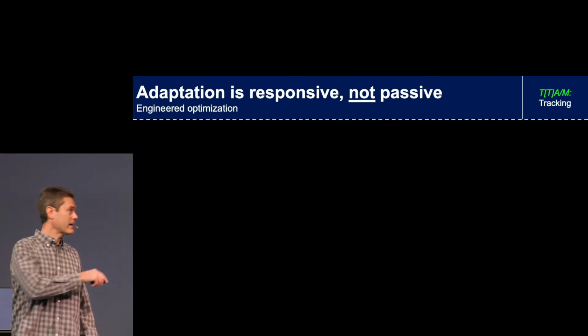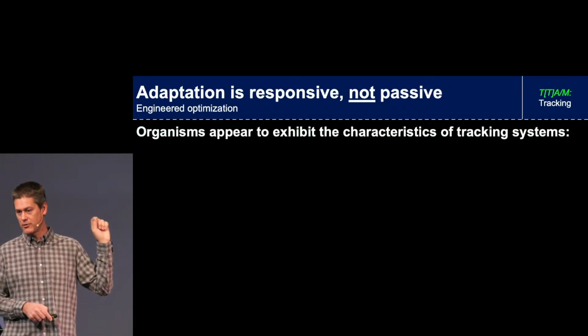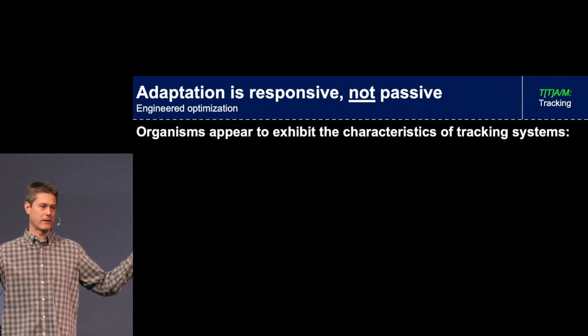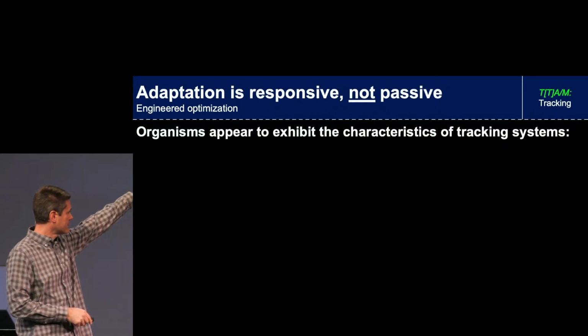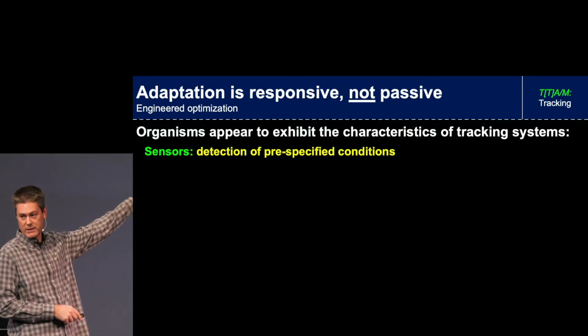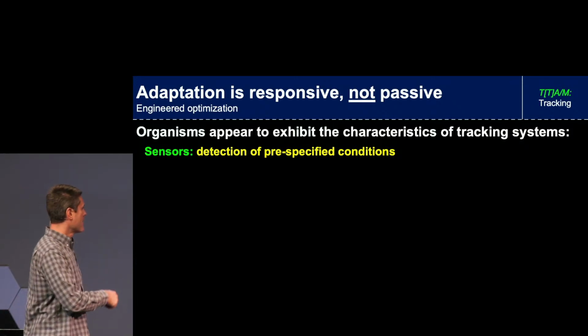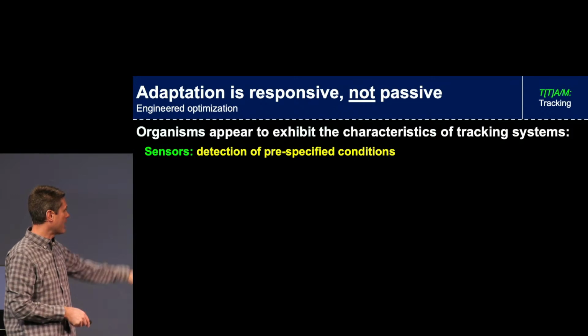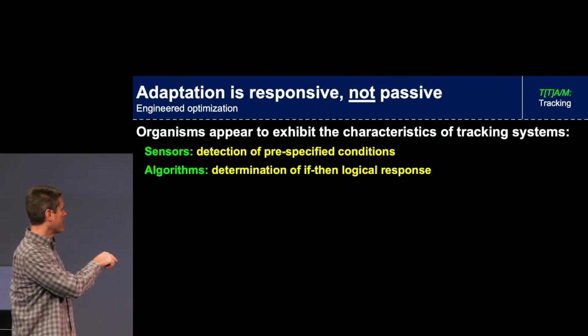Again, I wish I could spend more time on that, but continuing on about tracking, adaptation is responsive, not passive. Organisms actually have the characteristics of a tracking system. So think, for instance, of an anti-missile battery. Those systems have sensors which detect based on pre-specified conditions. If you see a plume from a missile, it detects the heat, for instance. And in addition to that, they have algorithms which determine, okay, if I detect this, what do I do?